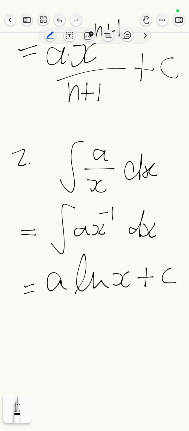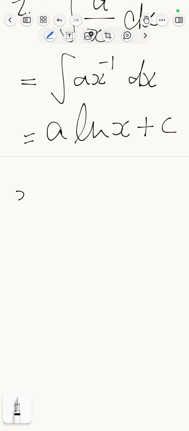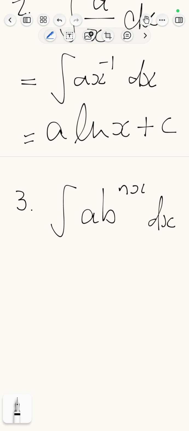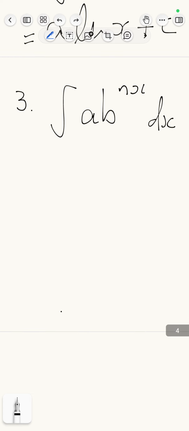And then the third one looks something like this: the integral of a b to the power of nx dx. In this third one, we notice that x is now the exponent. So how do we take the integral of this? What I like to say is, everything that you have, exactly what you have, you rewrite. So I have a b to the power of nx, and now I divide it.